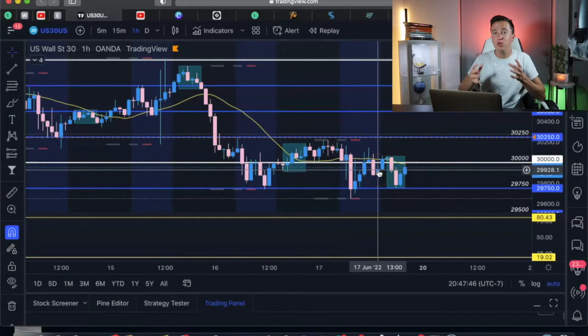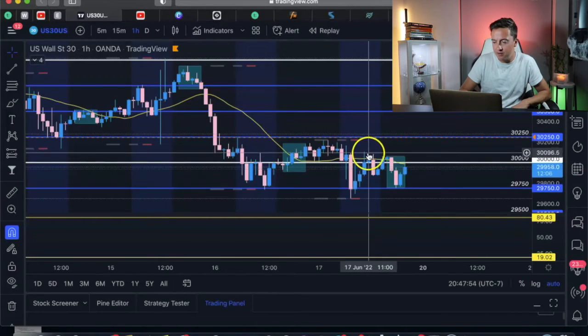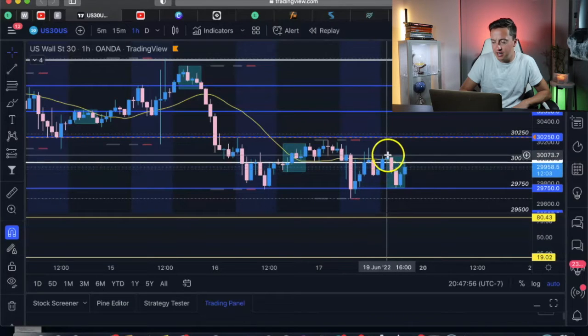And now since I'm looking for an uptrend, I'm going to be looking for a higher low to actually get into the markets. So we have a higher high right here, a higher low, and this did not make a higher high.